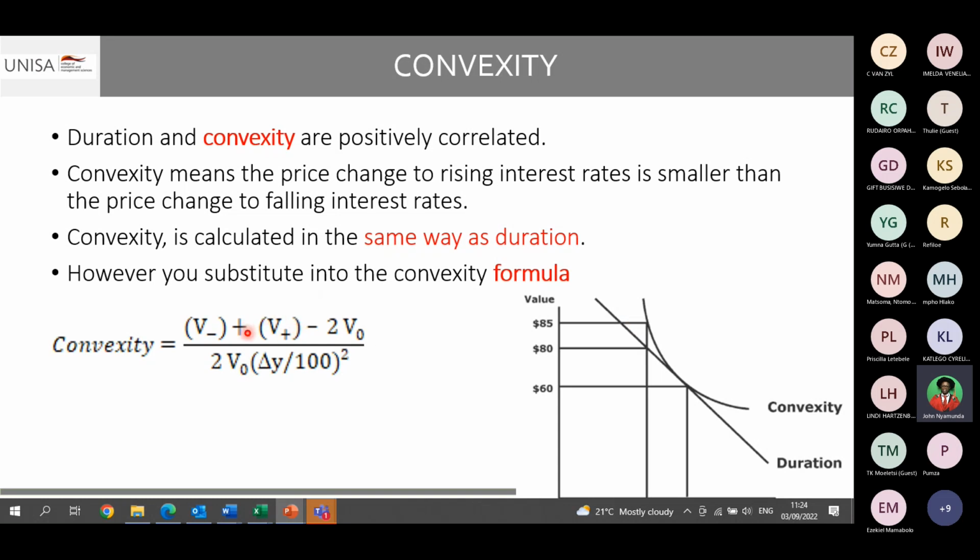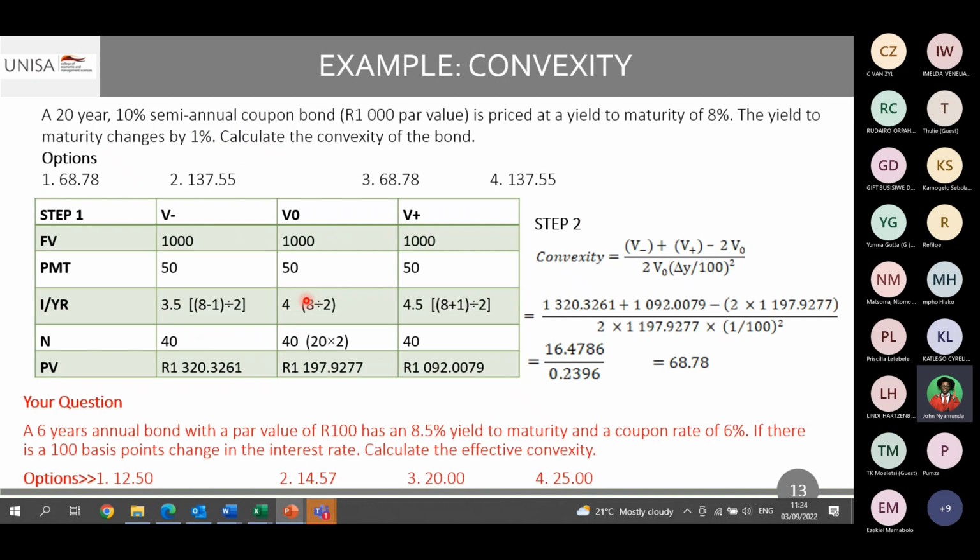But the formula he might set, I'm not saying he will set, maybe he might tell us he's going to set it, is similar to the duration formula. The only difference being, we are now saying V minus plus V plus minus 2V. So conceptually it's still the same. The numbers we're using are exactly the same. Okay, let's go back to the next slide. The same table.